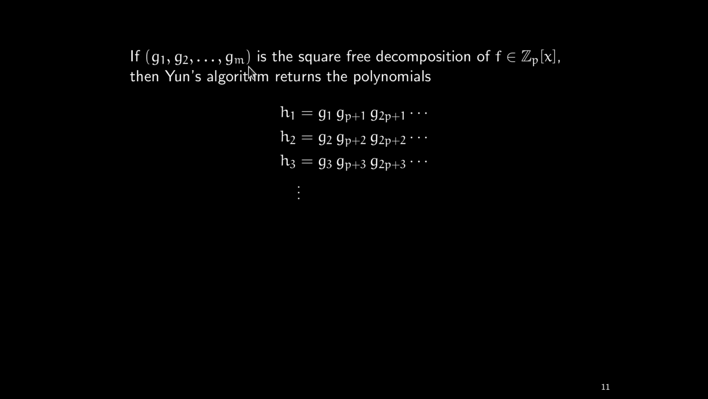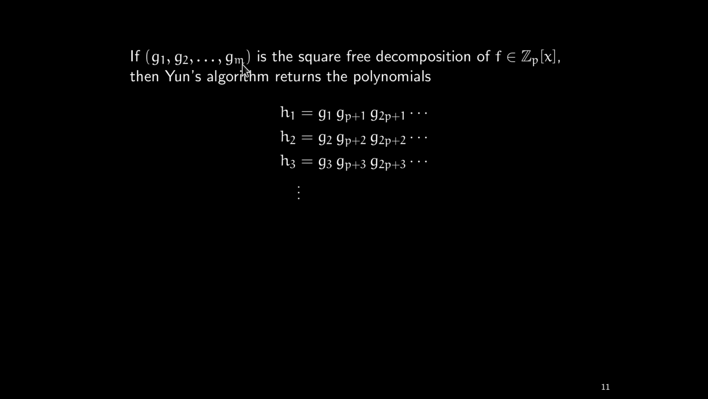If this is the square-free decomposition of F, then what Yoon's algorithm returns is a tuple of polynomials, where the first polynomial is the product of all the G's whose index is equal to 1 mod P, the second where it's equal to 2 mod P, and so on. And if the P is very large, then this is good enough.